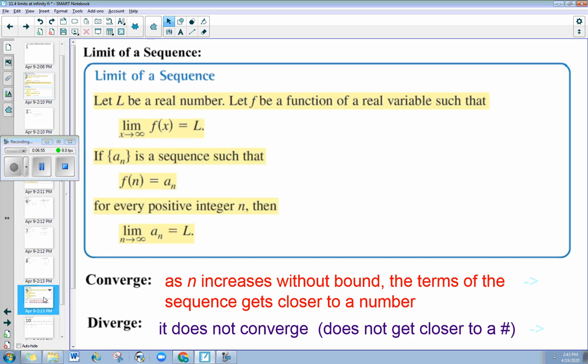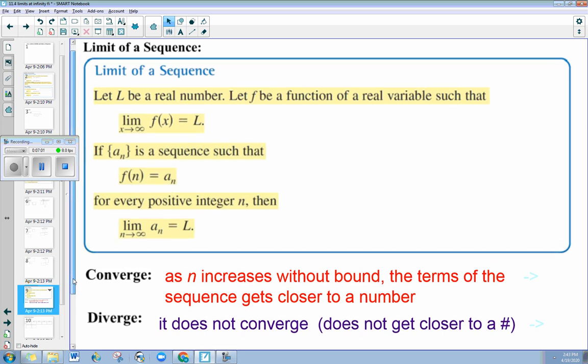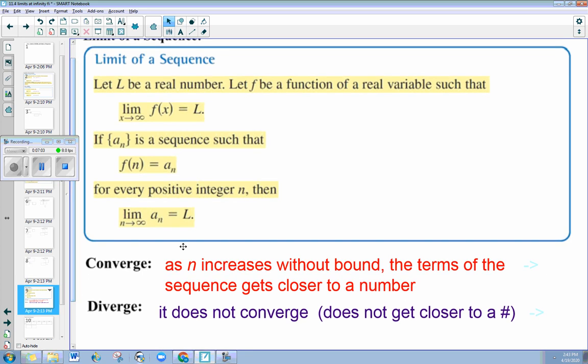So basically, if it's in the same pattern we were just seeing, we can have a converging limit versus a diverging one. Converging means as n increases, the terms of a sequence get closer to a number, right? So we converge to a point or a number. Diverge, like divergent, we do not get closer to a number. It just keeps getting larger and larger.